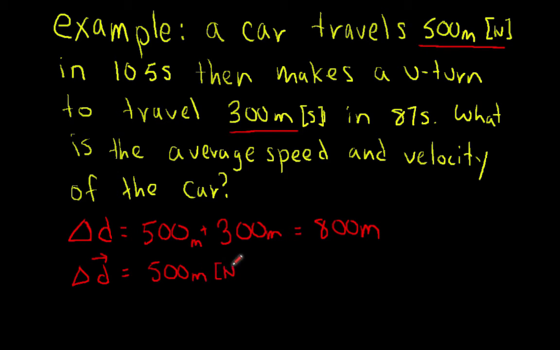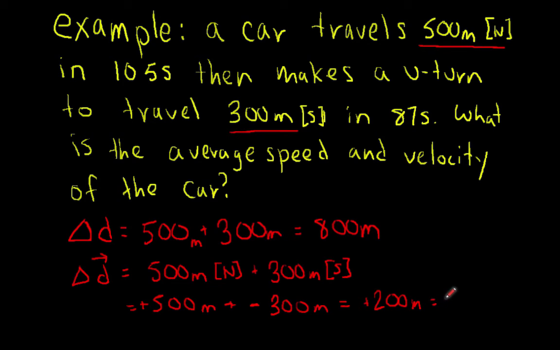The total change in displacement does have to take into account direction. This is 500 meters to the north plus 300 meters to the south. Changing the directions into signs, we get positive 500 meters plus negative 300 meters, negative because of the south. This equals positive 200 meters, or 200 meters to the north. The total change in time is 87 seconds plus 105 seconds.